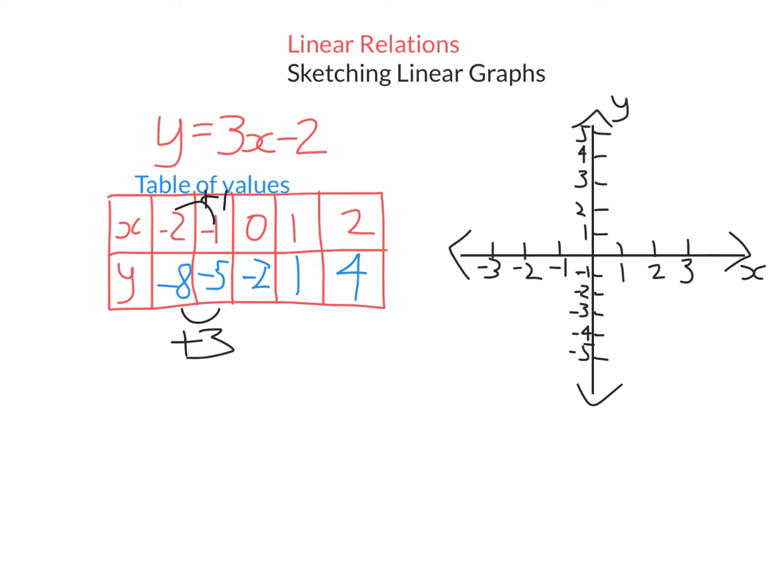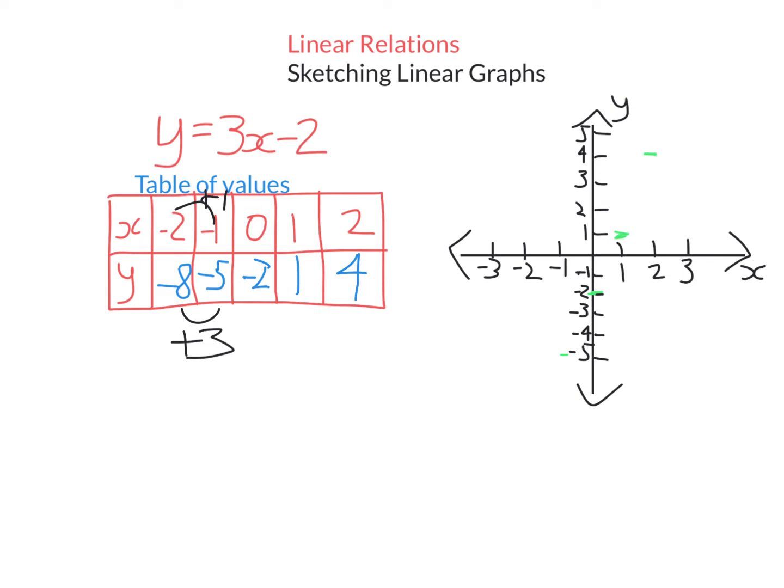So each of these is a point. Negative 2, negative 8 is a point. Negative 1, negative 5 is a point. So let's plot this. If we want to plot this point, we go across to x is negative 1, down to y is negative 5, which will be about there. So 0, negative 2, that's the point x is 0, negative 2 for y is there. Similarly, 1, 1 would be the point there, and 2, 4 would be the point there.